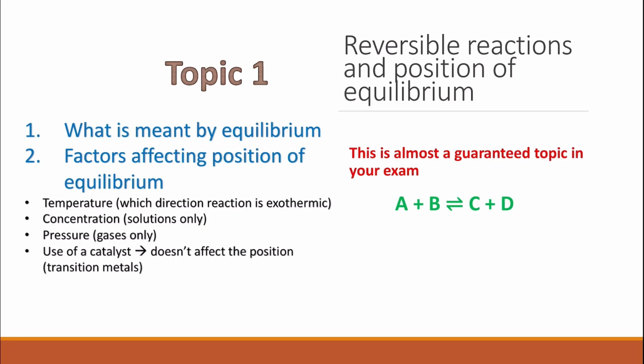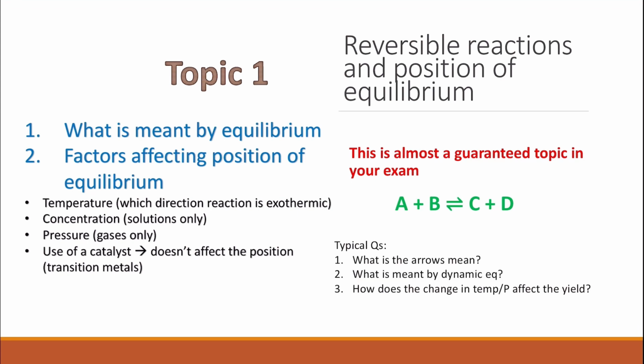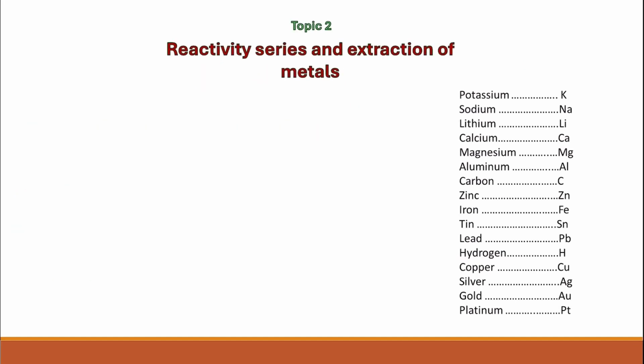It will just speed up the process and the equilibrium will be reached faster. Use of a catalyst doesn't affect the position of equilibrium because it increases the rate of both the forward and reverse reactions at the same rate. So typical questions ask you about these arrows and what they mean. This means that this reaction is reversible. What is meant by dynamic equilibrium? Very common question. They would give you one of these conditions and ask you how the change in the condition will affect the yield. So you need to think about these and how they affect the yield of the reaction.